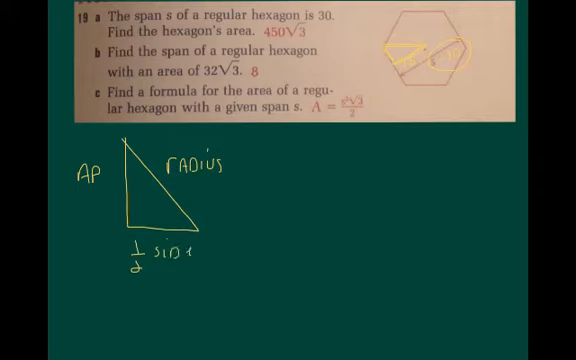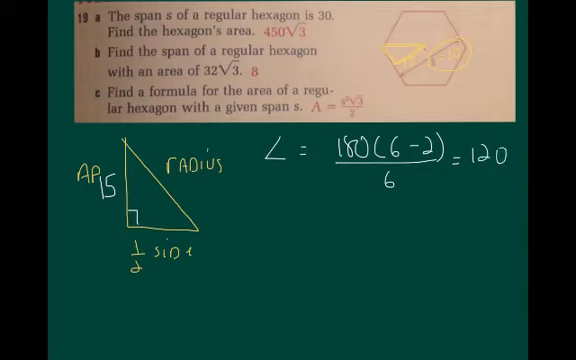If we know that the span is 30, the apothem is going to be 15, and that's a right angle. We also know that the radius bisects the side, and in a hexagon, the radius bisects an angle, and in a hexagon, the angles equal 180 times n minus 2 over n, which is 120. If I bisect one of these 120-degree angles, then I'm going to have a 60-degree angle down there, which gives me a 30, 60, 90 triangle.